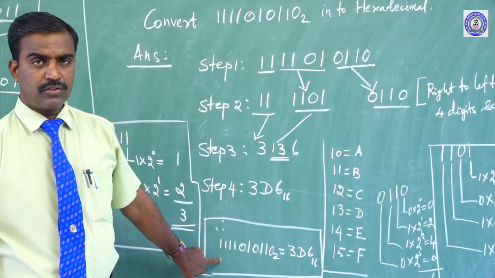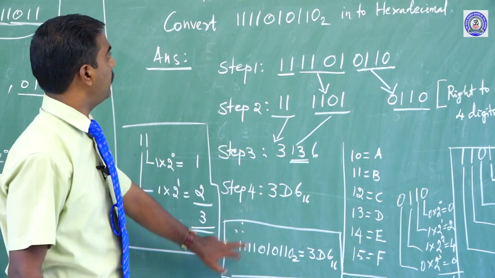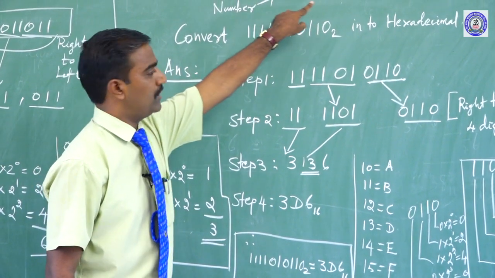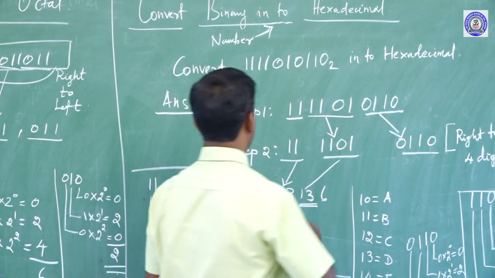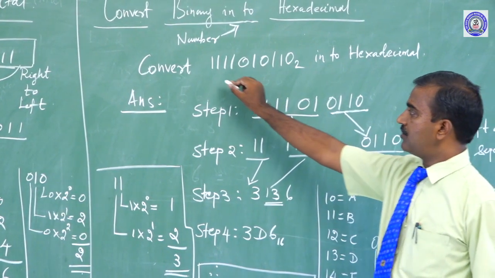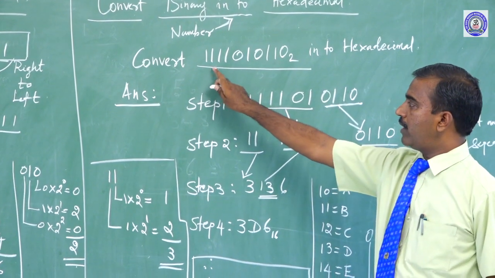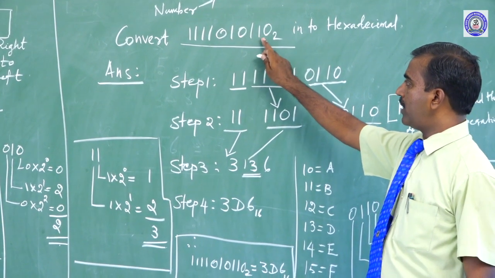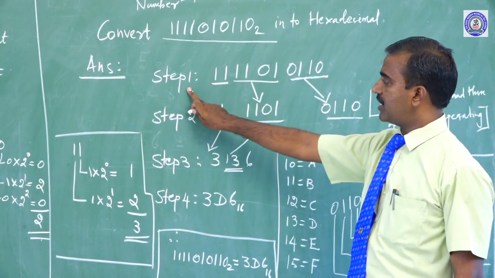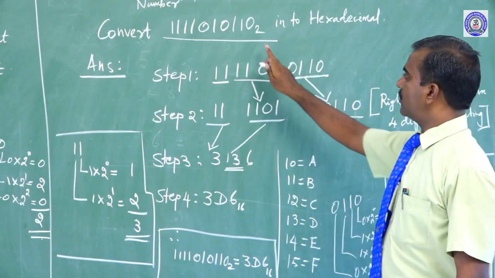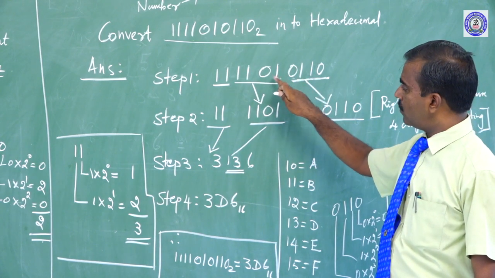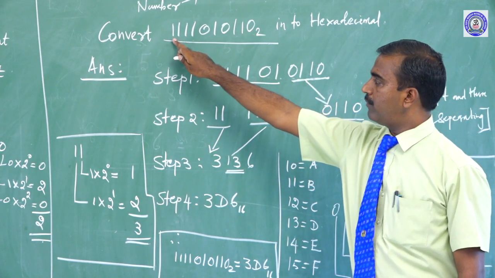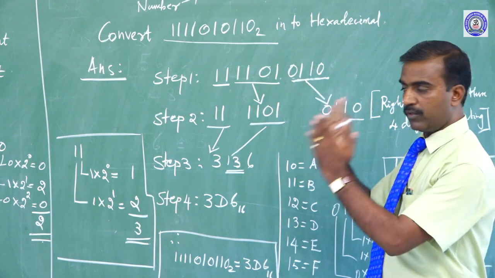for this question. This method converts binary into decimal. Can I do it again? I will explain quickly. The given number has this many digits: 1 1 1 1 0 1 0 1 1 0 base 2. First step, right to left: 1 2 3 4, splitting 1 2 3 4, and then 1 2 3 4, and then 1 1 for the remainder, splitting into 4 digits.